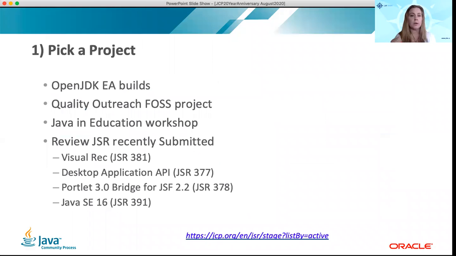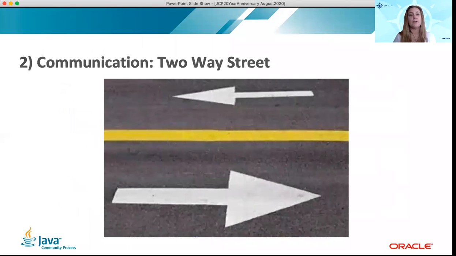Pick the thing that you want to work on. So whether that's the early access builds, a project within the quality outreach program, working with your educational community, or picking a JSR that's being developed through the JCP, pick that project.